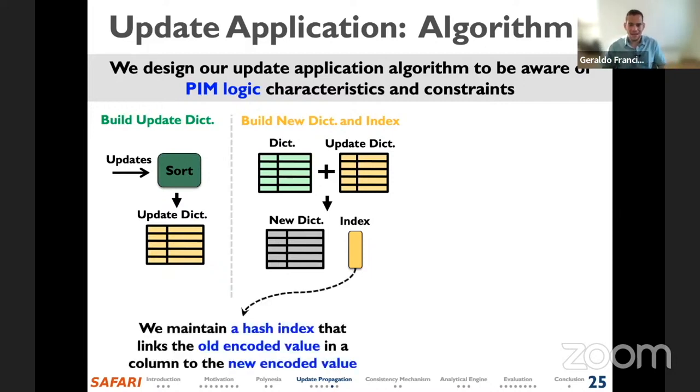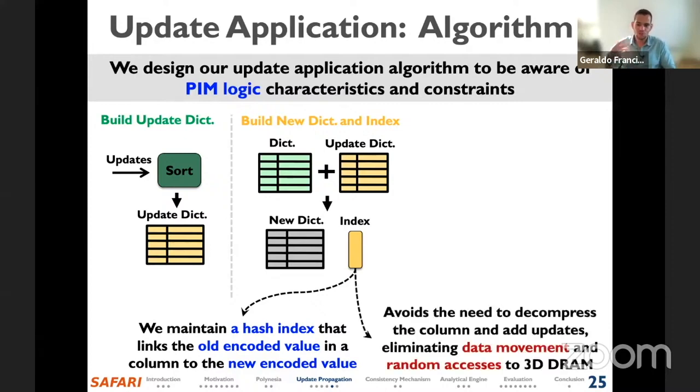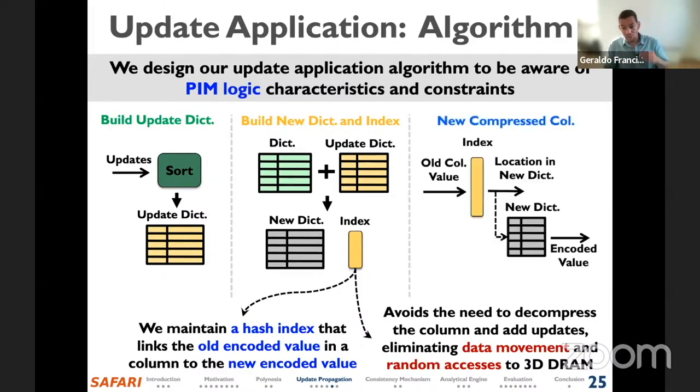We maintain a hash index that links the old encoded values in the column to the new encoded values. This avoids the need to decompress the column and add updates, eliminating the data movement and random access while reducing the number of dictionary lookups required. Finally, we construct the new compressed column by using a hash index and the new dictionary to find the new encoded values for each entry in the column.